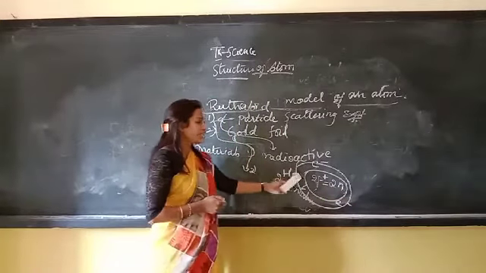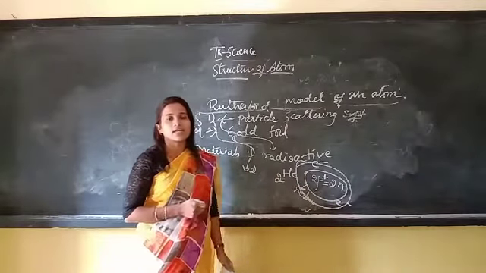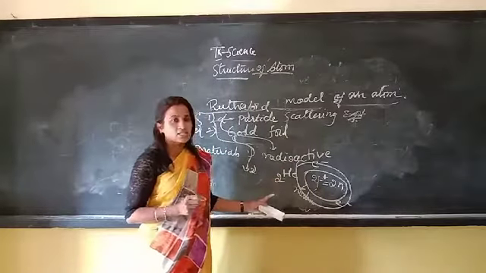Okay. So here the structure of the atom of helium we can represent like this. In helium, the atomic number of helium is 2, meaning 2 protons.